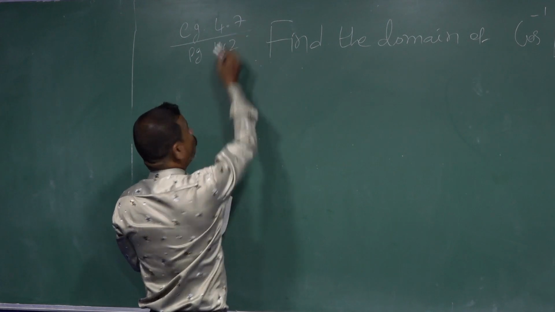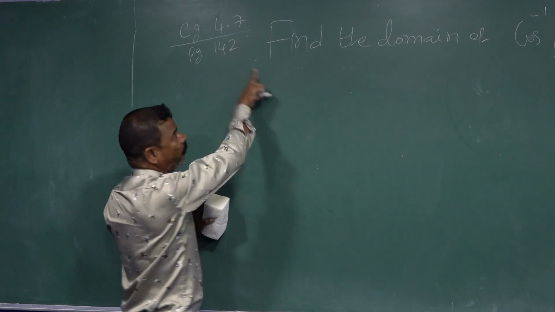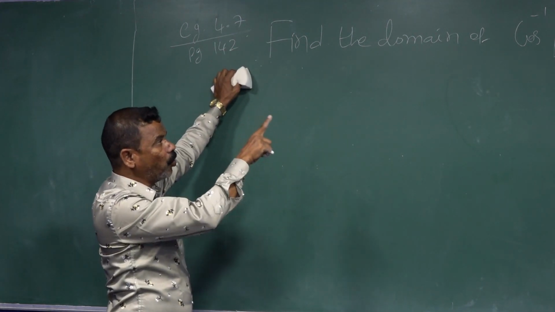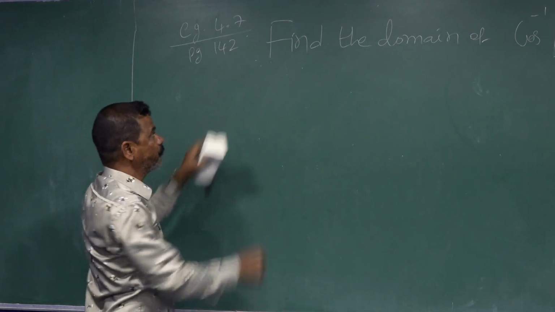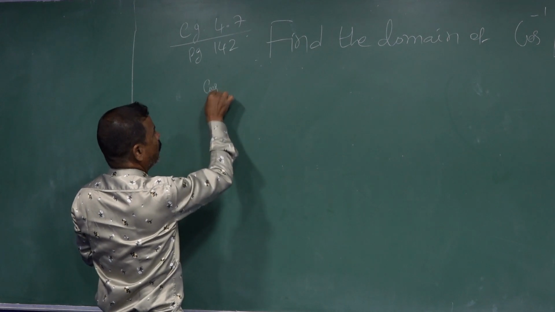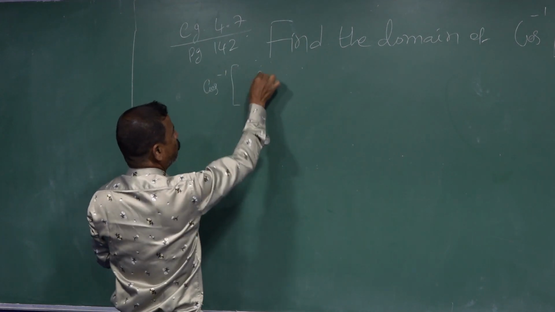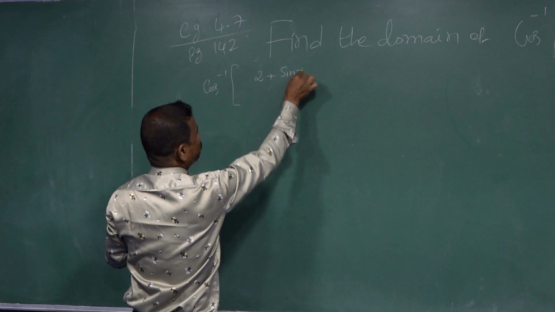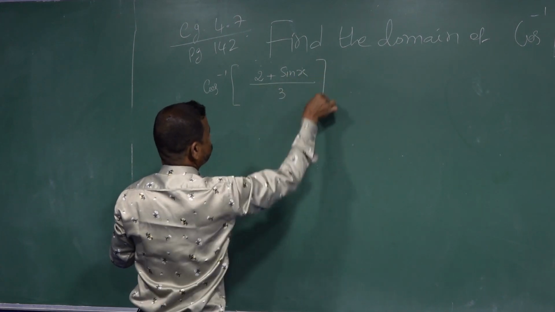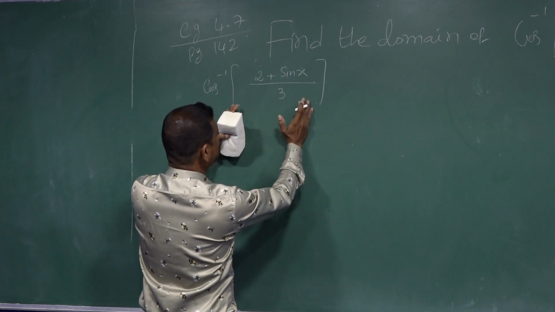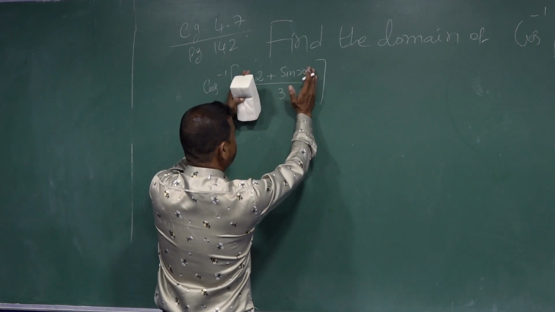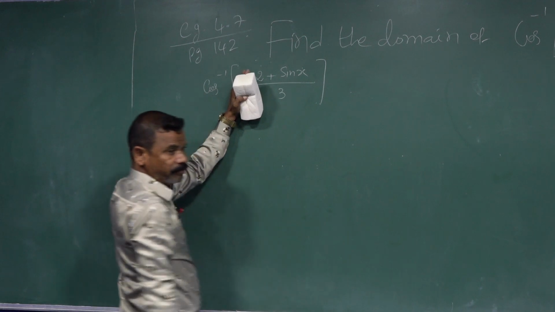Here is example 4.7, page number 142. The question is: find the domain of cos inverse of (2 plus sin x) by 3. Cos inverse of (2 plus sin x) by 3. In this bracket, this value must lie from minus 1 to plus 1.